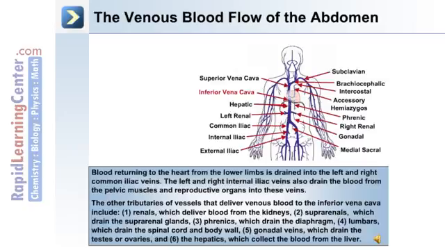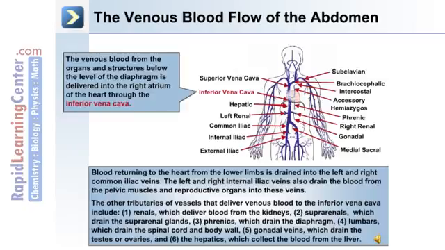Number 1, the renals, which deliver blood from the kidneys; number 2, the suprarenals, which drain the suprarenal glands; number 3, the phrenics, which drain the diaphragm; number 4, the lumbars, which drain the spinal cord and body wall; number 5, the gonadal veins, which drain the testes or ovaries; and number 6, the hepatics, which collect blood from the liver. The venous blood flow from the organs and structures below the level of the diaphragm is delivered into the right atrium through the inferior vena cava.